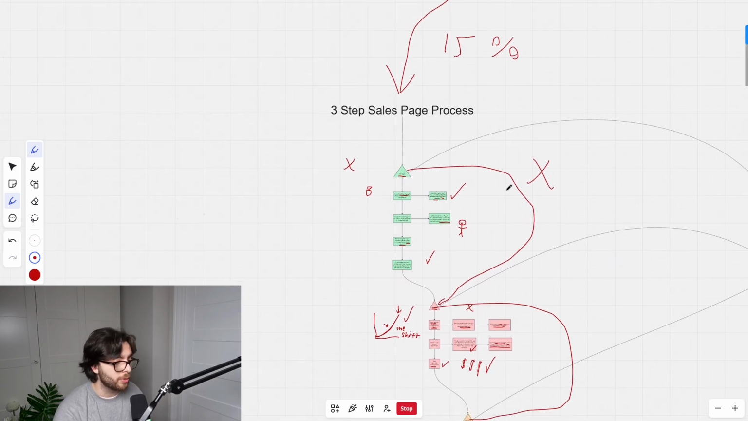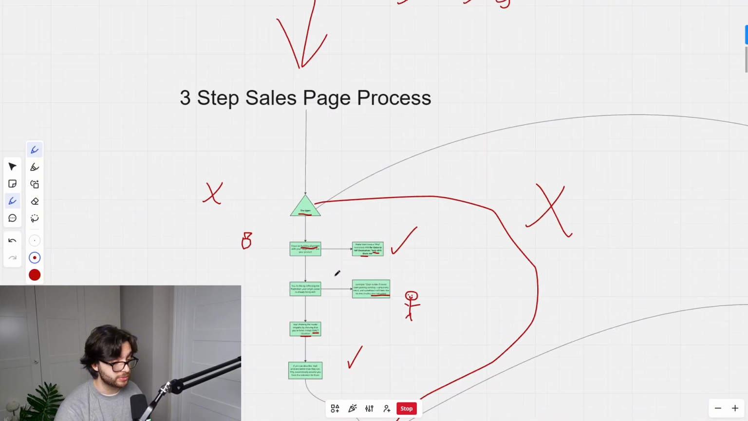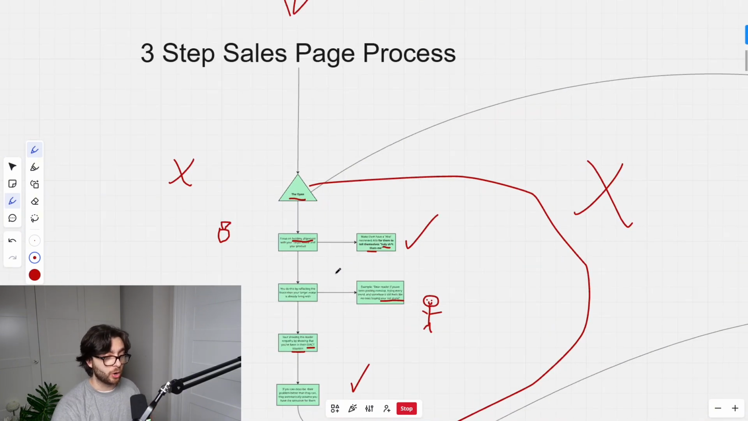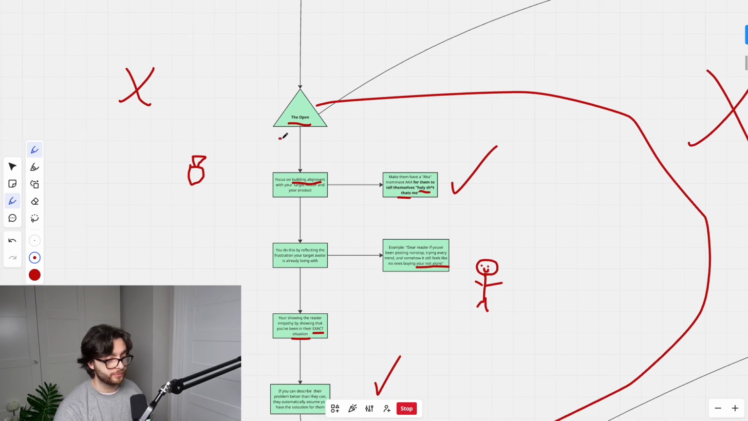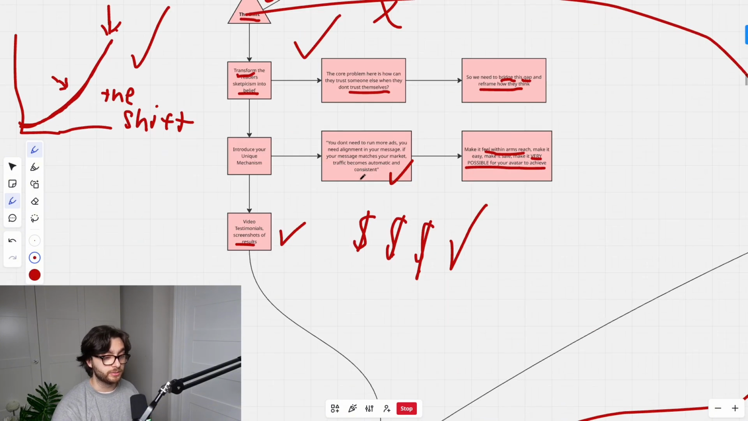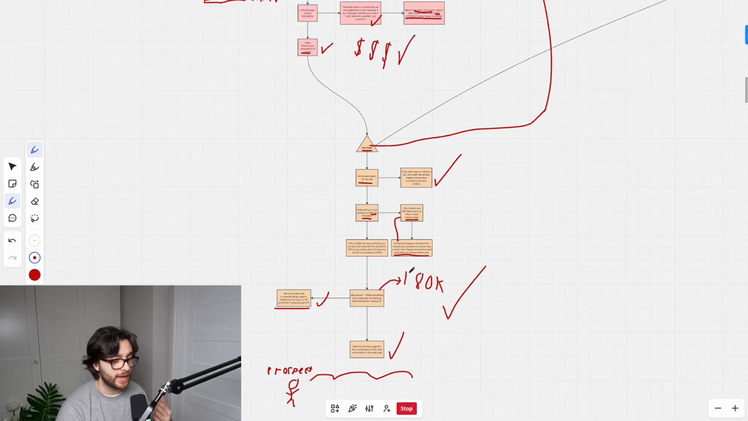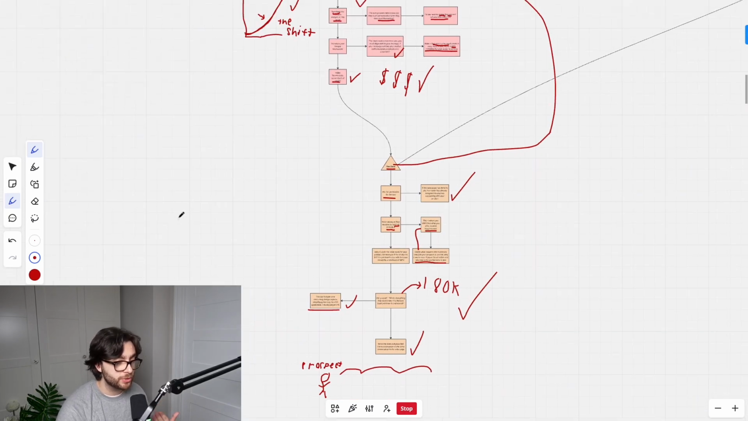So here's what I want you to do. Pull up your current sales page and ask yourself these three questions. 1, does my open make my avatar feel seen? 2, does my shift make my target avatar believe in the product? And 3, does my close make it easy to act on? And if the answer is no to any of these, right? That's where your money is leaking.